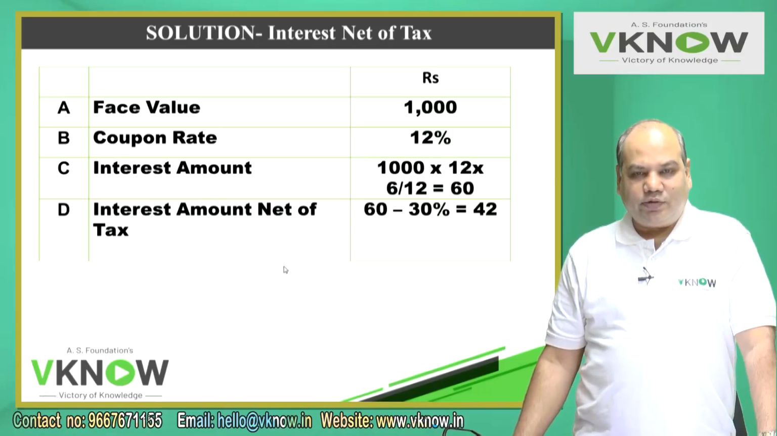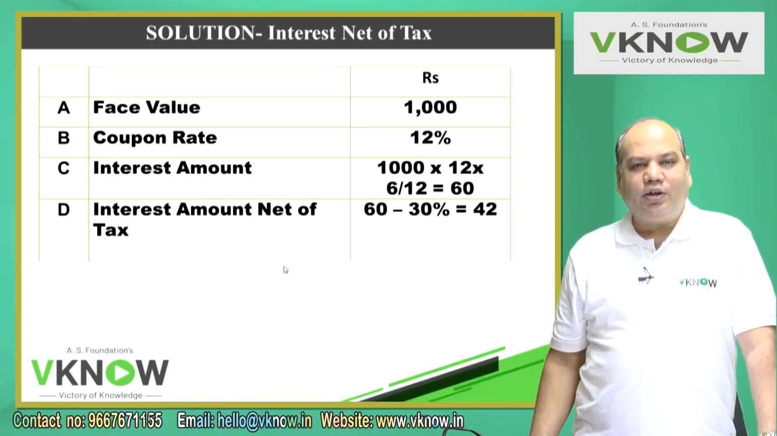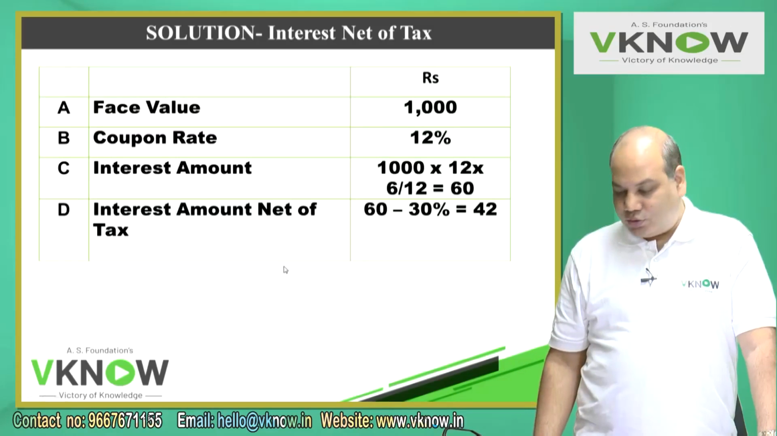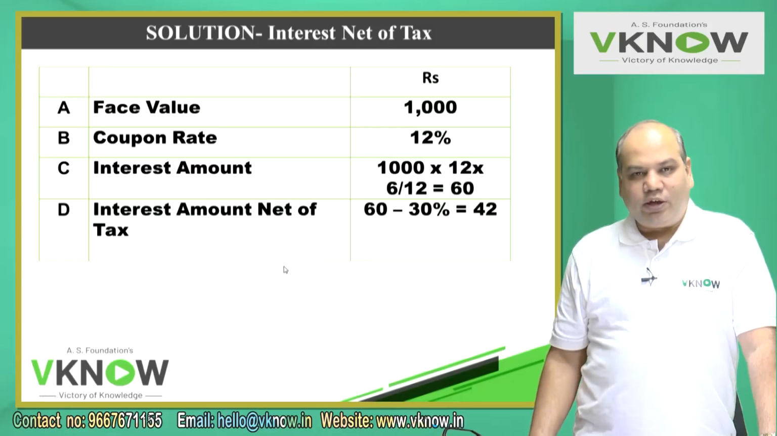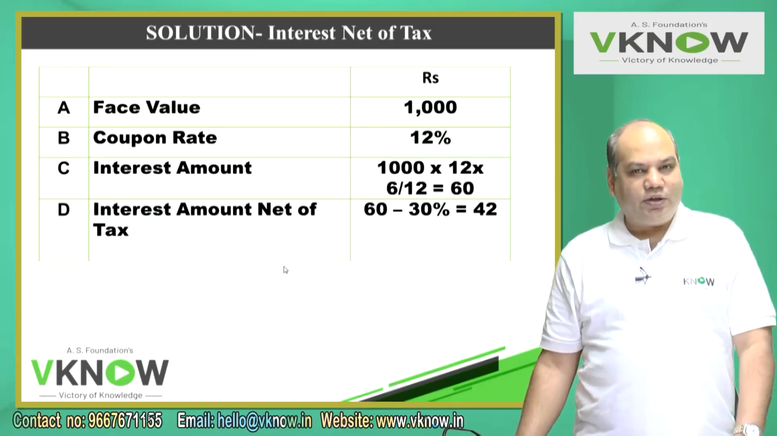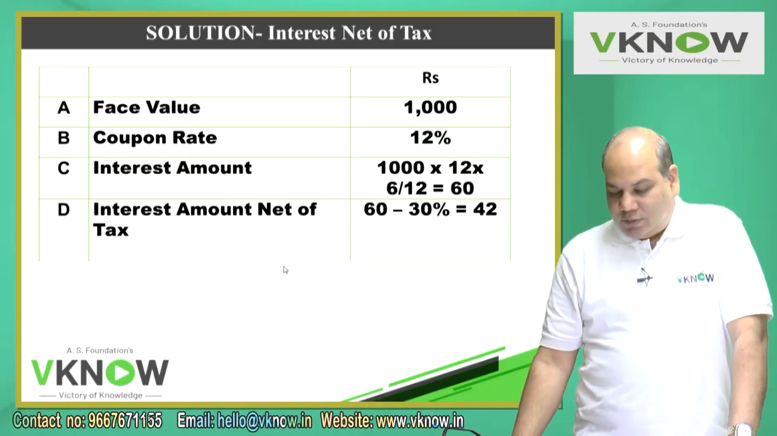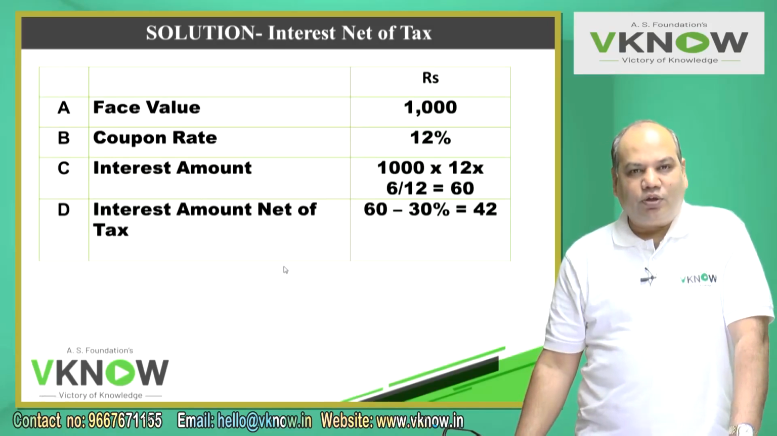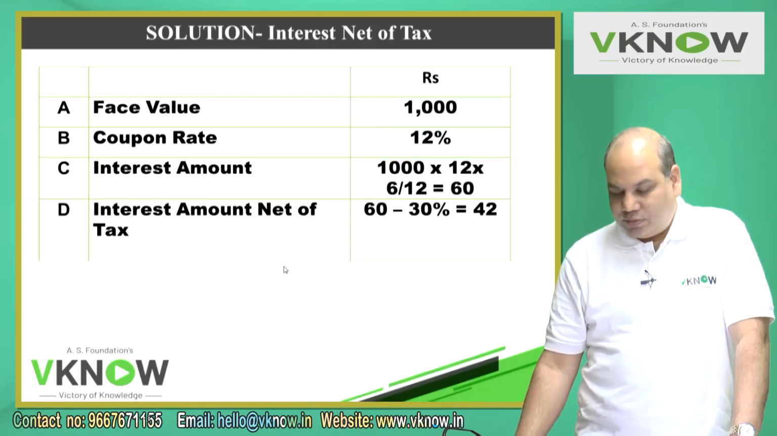Step number 3, write down interest net of tax. This is easy. You can avoid this working note and write directly in the main answer also, but those who want to write can write quickly. Point number A, face value 1000 rupees. Interest is always paid on the face value. Point B, coupon rate 12% is given.